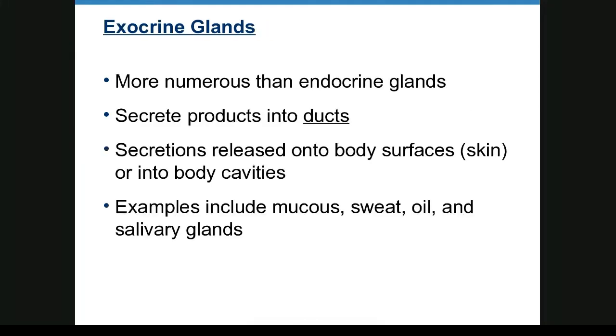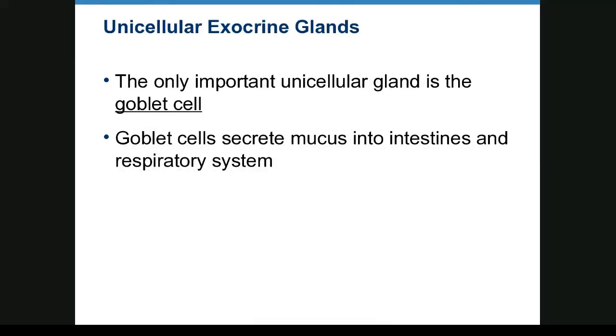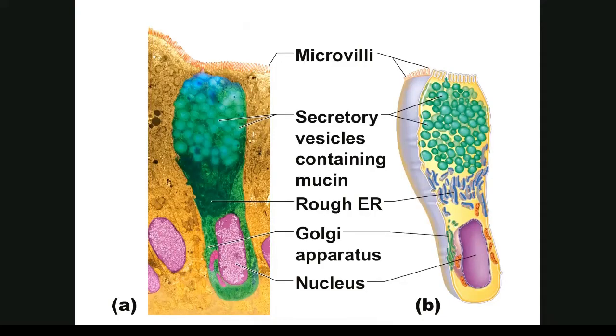Exocrine glands secrete stuff into ducts, and then they're released either on the skin or into body cavities, and this could be mucus, sweat, oil, salivary glands. The only known unicellular gland is the goblet cell, and it secretes mucus into the intestines and respiratory system. And this is a picture of someone's conception of a goblet cell.